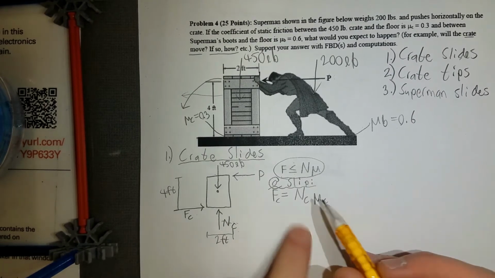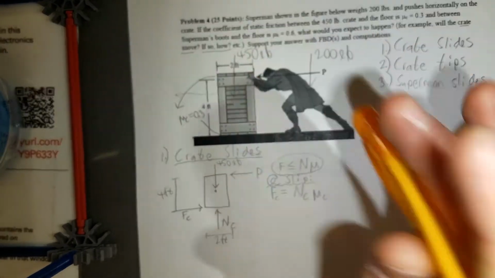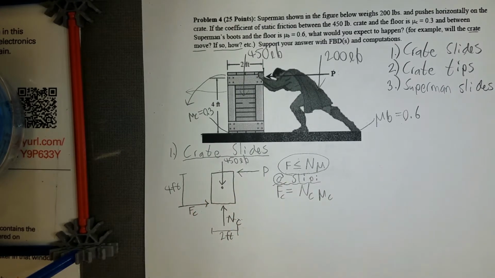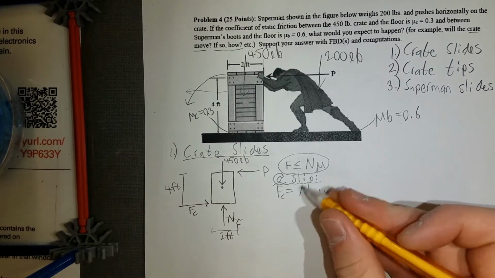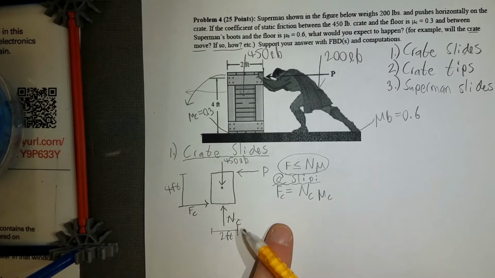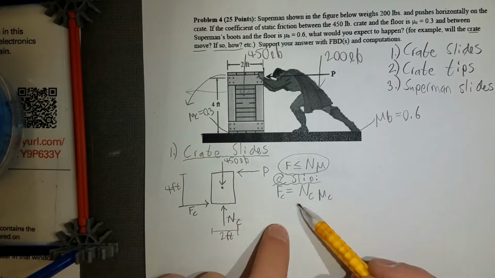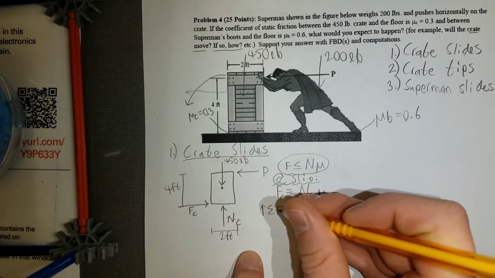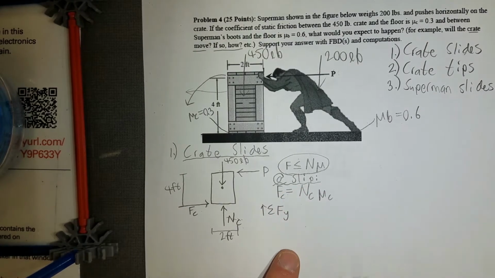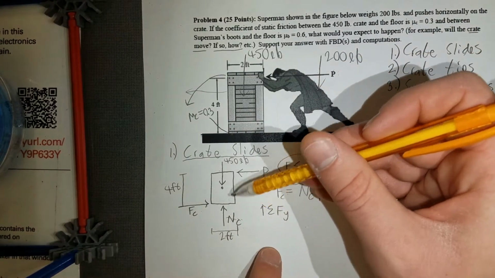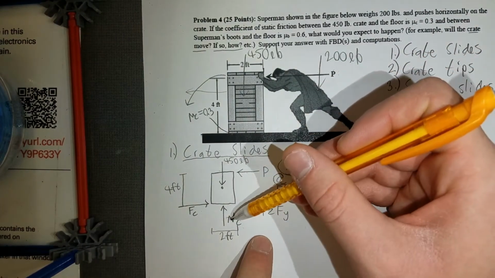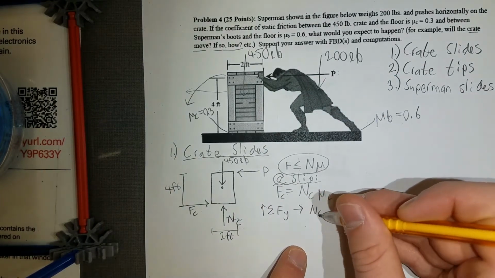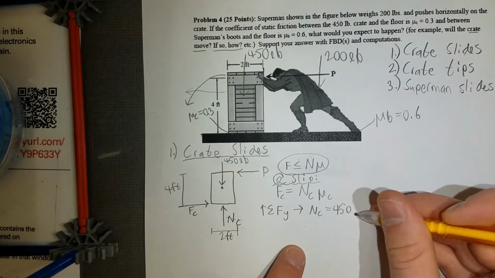So knowing this, what we need to do is we need to solve for this friction force, and then using this friction force, solve for P. So what we need to do first is we need to know what our normal force is, because we need normal force to solve for our friction force. So that's summing the forces in the Y. Hopefully you can see that we only have 2 forces in the Y, 450 going down and the normal force going up. So in this case, I'm just going to write it out as NC is equal to 450 pounds.